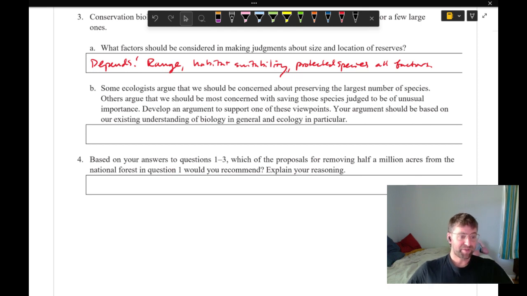Based on your answers to the previous questions, which of the proposals for removing 500,000 acres from the national forest in question would you recommend, and explain your reasoning? Again, lots of possible arguments can be developed to support either proposal one or two. Your argument should include a comparison of the advantages and disadvantages of each proposal as they relate to both the plant and animal communities in the forest. So think about these things.